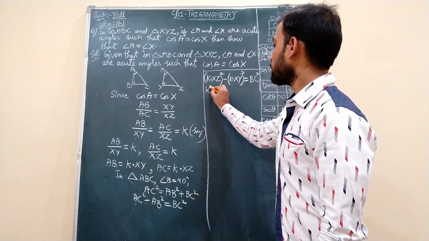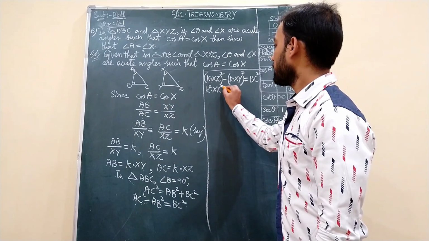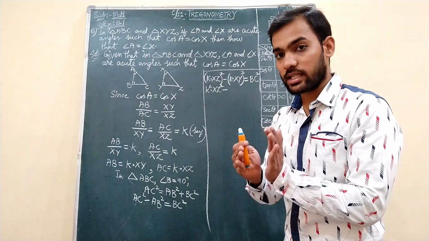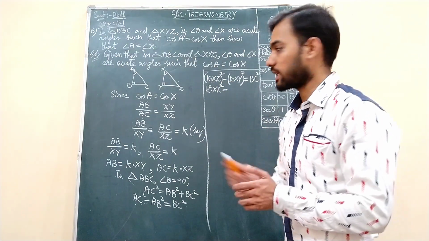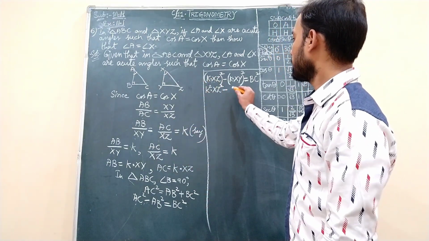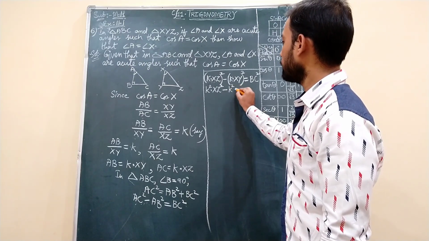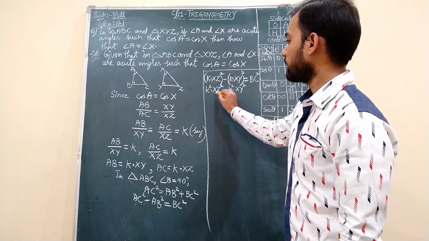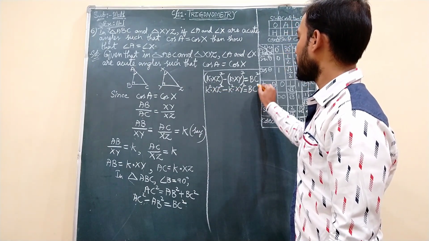I will get K square into XZ square minus, these two are not different, they are same. These two variables altogether indicate one side of the triangle. This K is separate as it is a constant we have taken over here. K square into XZ square minus, here also we will get K square into XY square. K square into XZ square minus K square into XY square is equal to BC square as it is.